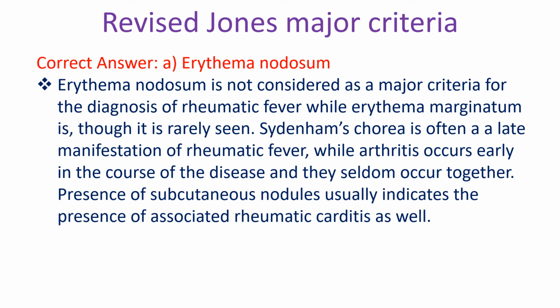Erythema nodosum is not considered a major criterion for the diagnosis of rheumatic fever, while erythema marginatum is, though it is rarely seen. Sydenham's chorea is often a late manifestation of rheumatic fever, while arthritis occurs early in the course of the disease and they seldom occur together. Presence of subcutaneous nodules usually indicates the presence of associated rheumatic carditis as well.